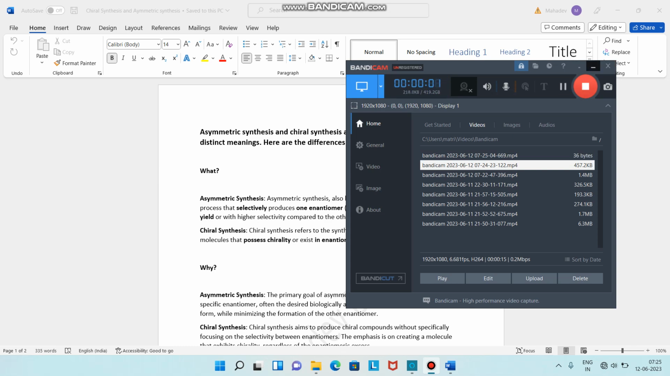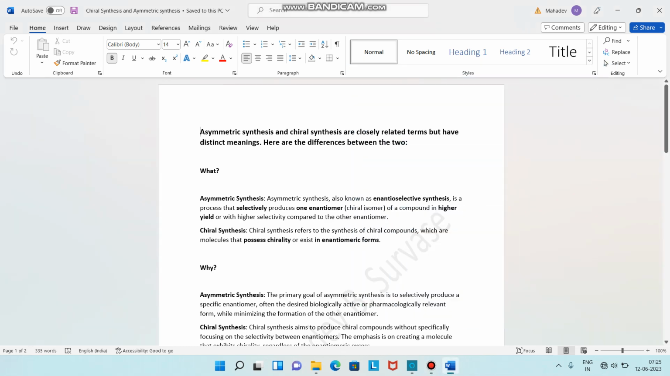If you are a student of Savitribai Phule Pune University in second year and in fourth semester, in POC 3, there is a topic known as asymmetric synthesis and chiral synthesis. And there is kind of confusion. So in this video, I'm going to make it clear what is asymmetric synthesis and what is chiral synthesis. So basically, we should ask what is actually asymmetric synthesis and what is actually chiral synthesis.